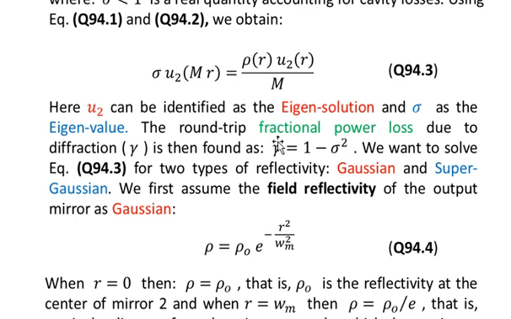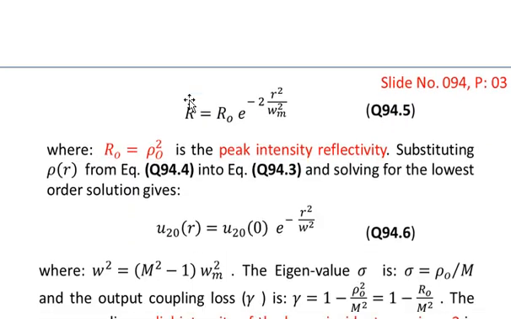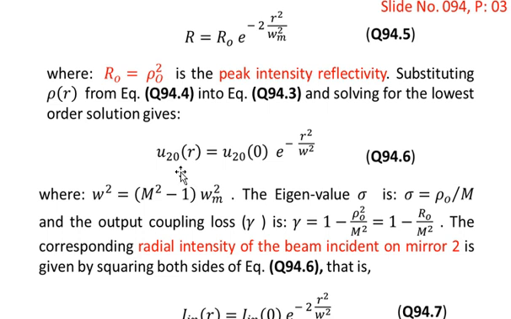And then if you solve this equation for u2 of r for the lowest mode, then you will get u2 0 of r equal to u2 0 of 0 e to the power minus r squared over w squared, where w squared is equal to, within the parenthesis, M squared minus 1, multiplied by w_m squared.